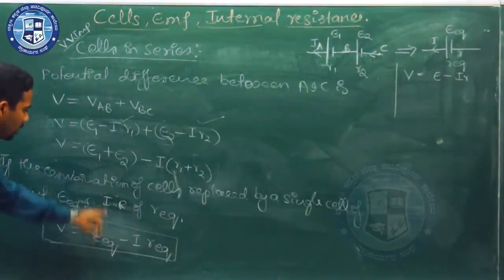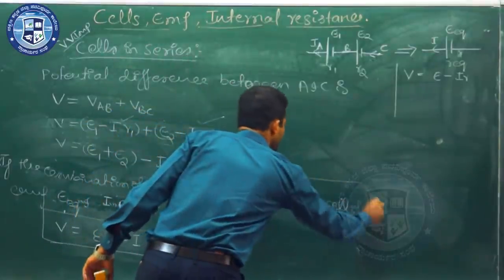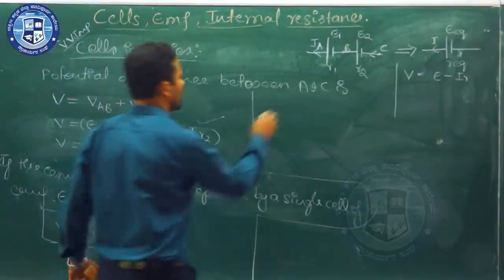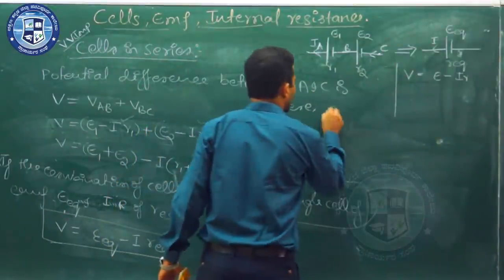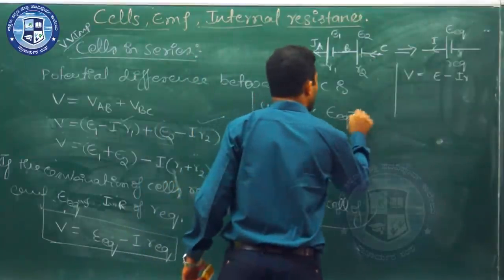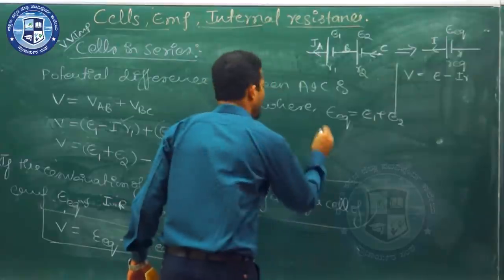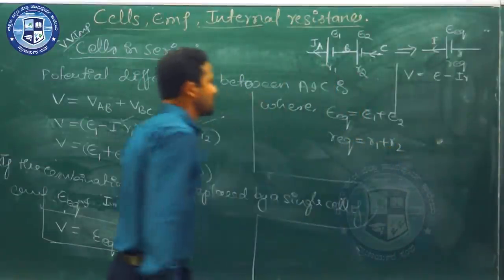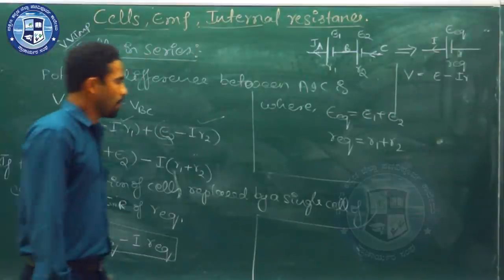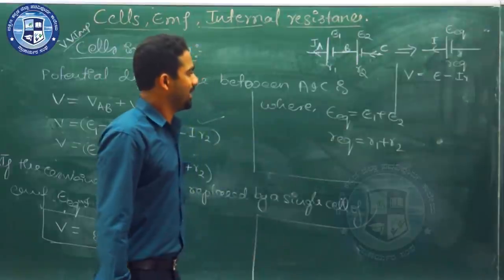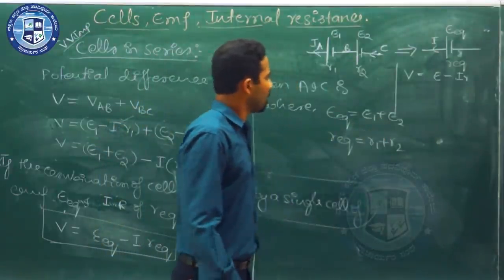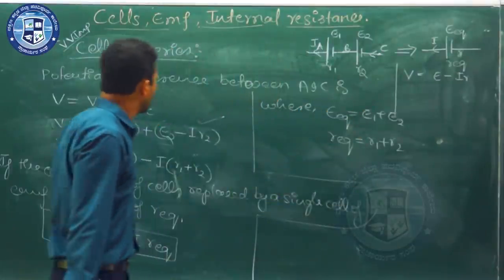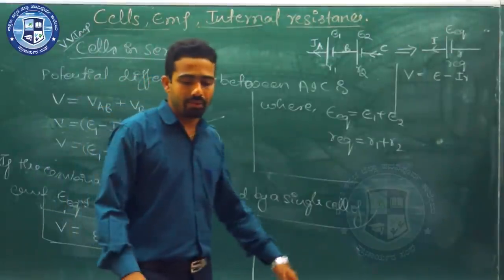So comparing these two equations, we can write, in the place of E equivalent, here we have E1 plus E2, where E equivalent equals E1 plus E2, and R equivalent equals R1 plus R2. So this is the result we have got from this derivation. So here, when the two cells are connected in series, their EMF increases, and their internal resistance also. So this is the result when the cells are connected in series.